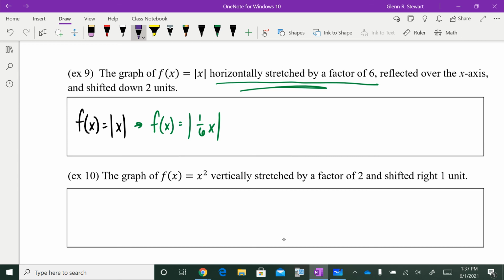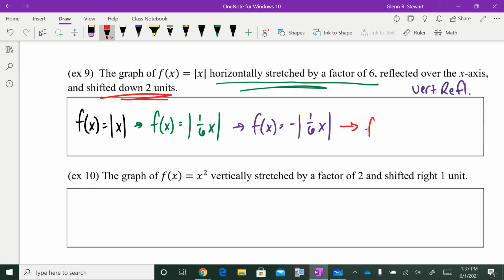A reflection over the x-axis is a vertical reflection, so that goes on the outside. So f of x equals negative absolute value of 1/6x. And then shifted 2 units down, that's also going to be on the outside here. When I say outside, I mean outside of the 2 lines that create the absolute value. It's negative absolute value of 1/6x minus 2.